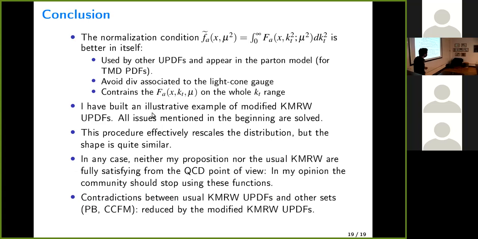What I did is just a small modification of the usual definition of the KMR PDF in order to fulfill this condition. And what we've seen is that all the issues presented at the beginning of this presentation have been completely solved. Basically, this procedure effectively rescales this distribution, but the shape is the same.